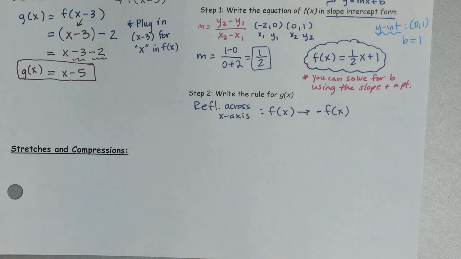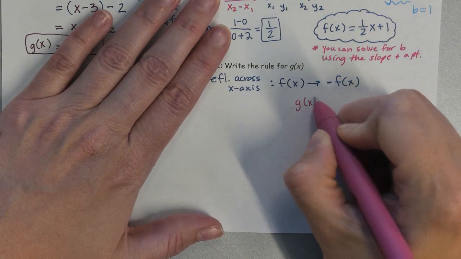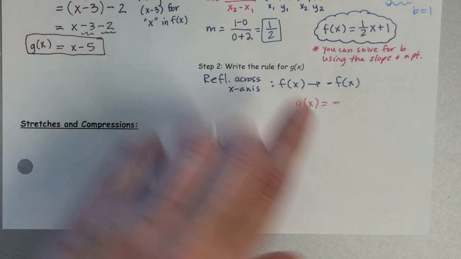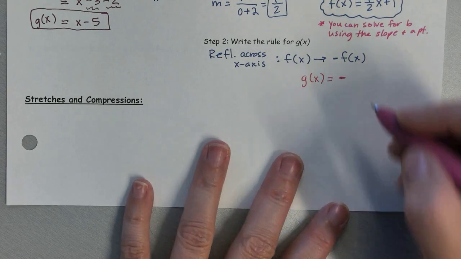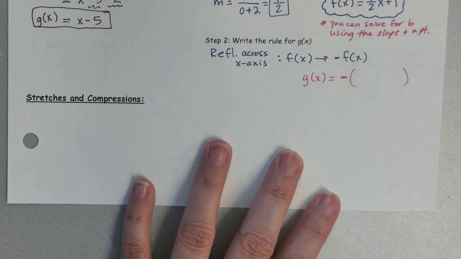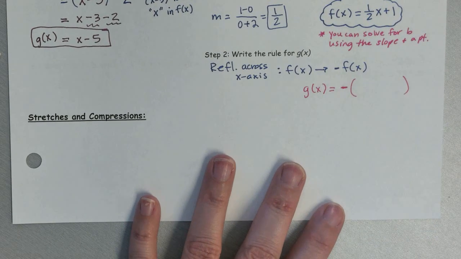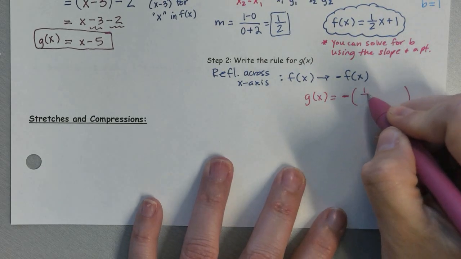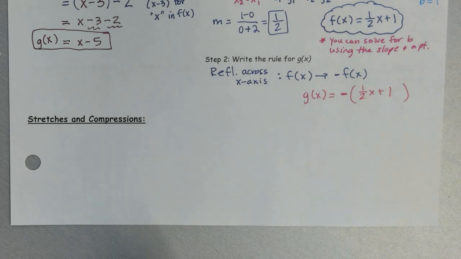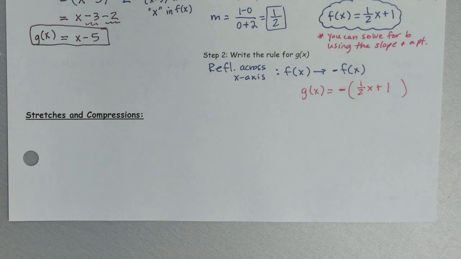All right, so when we're writing the rule for g of x, g of x is going to equal negative, and then all we have to do is plug in f of x. So again, whenever I substitute something into the equation, I'm going to put my parentheses. That way I don't forget to distribute if I need to. So f of x, what we found here, was 1/2 x plus 1. Okay, so we're substituting what we found in step 1, and then we're going to simplify.